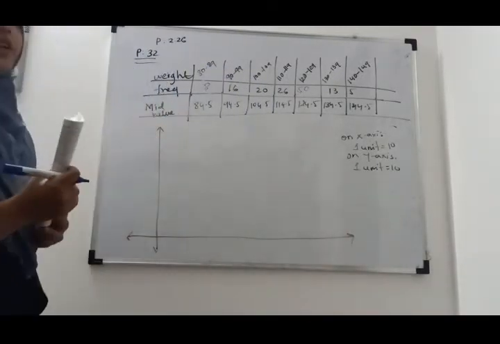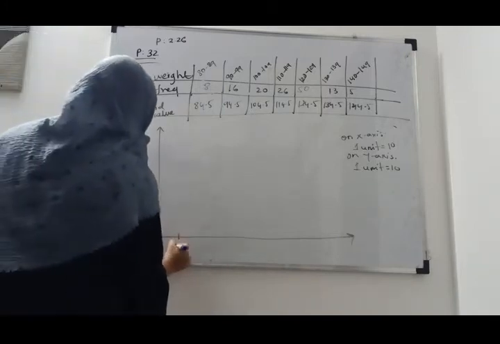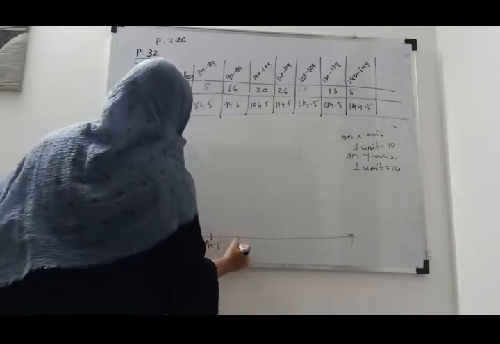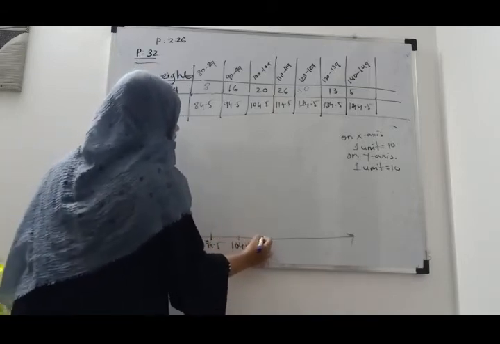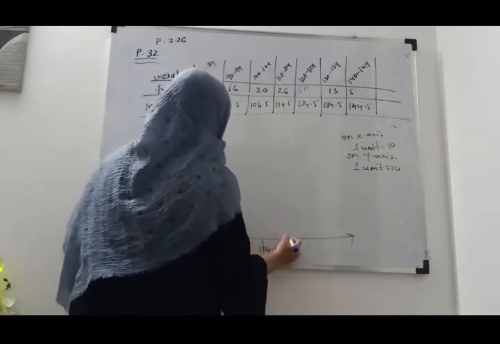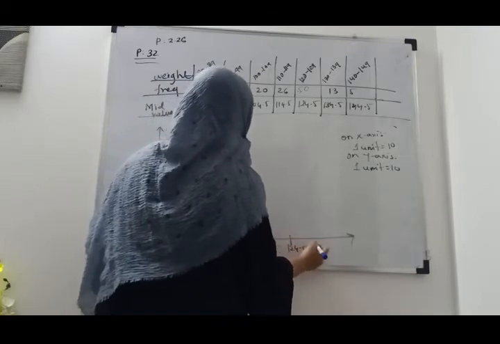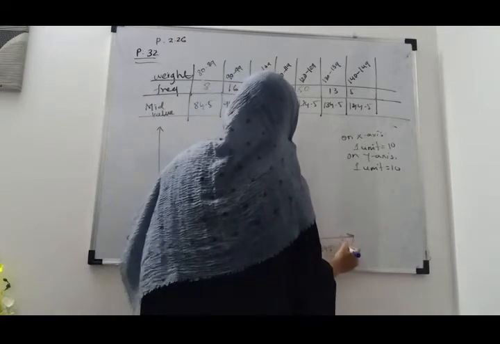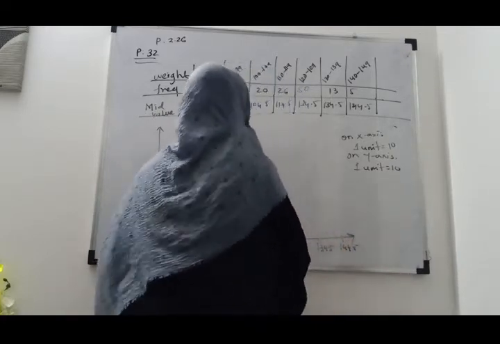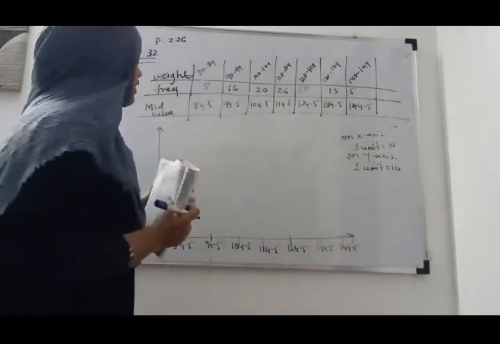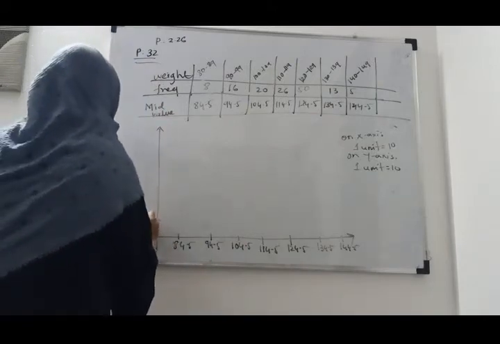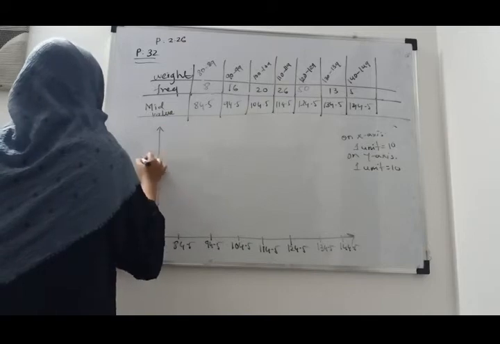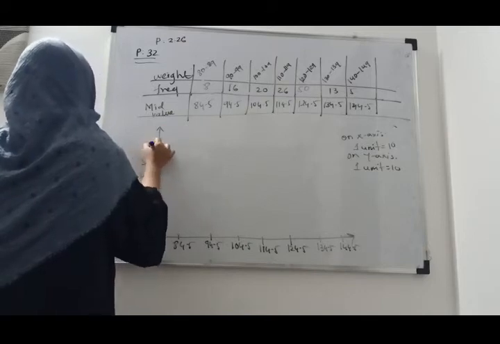So here we have to take the midpoints. The first point is 84.5, then 94.5, 104.5, 114.5, 124.5, 134.5, 144.5. On the x-axis we have taken 10 units, and here also we will take 10, 20, 30, 40, 50 and 60.